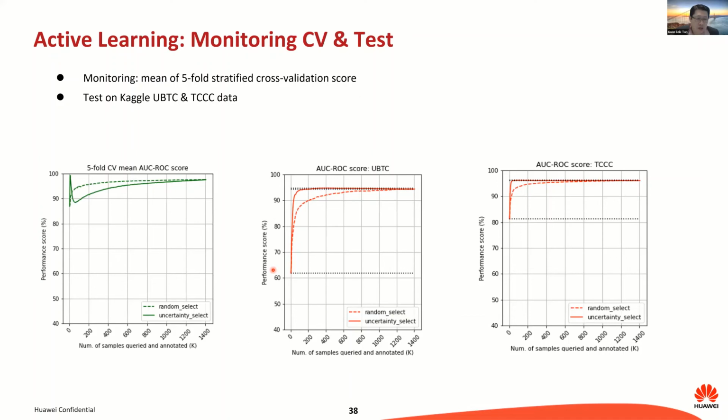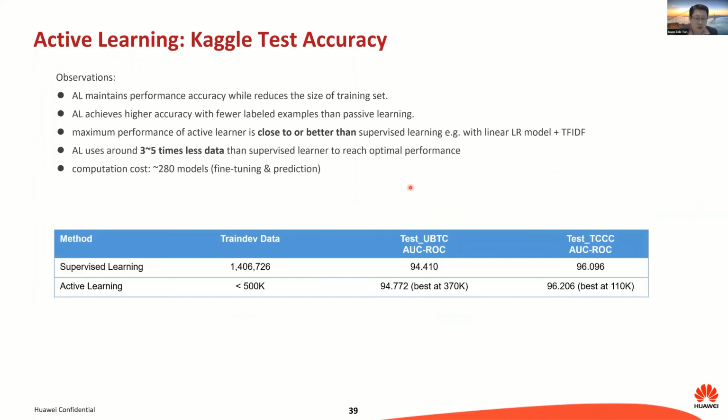We also monitor the cross-validation result score, like AUC, to see how it progressed. As you can see, at the beginning, when we test on different datasets like UBTC and TCC, which are public datasets, it's almost already reaching the peak without even going through the entire dataset. So in a nutshell, active learning is a very effective way to cut down the amount of data required to reach the optimum performance, easily by 3 to 5 times, as shown in this particular area.